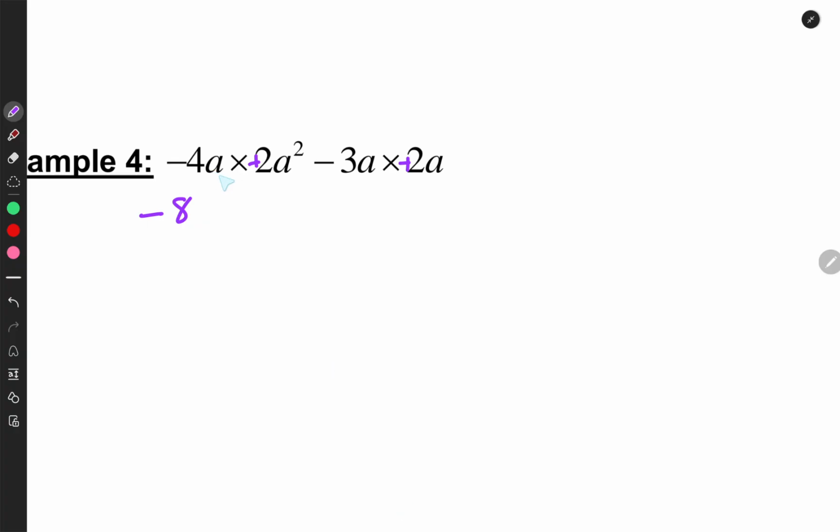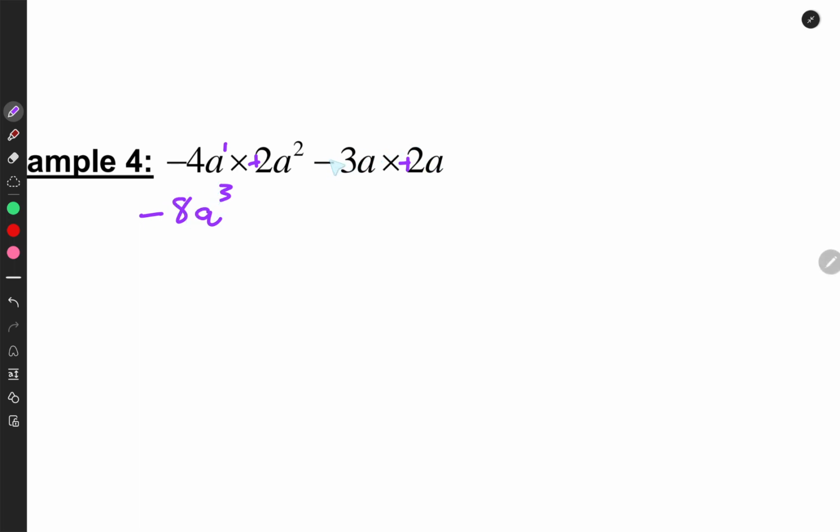Right? Okay, good. I know that if there's no exponent, I just put 1 there. I have a to the power of 1 times a to the power of 2. So I know that has to give me a to the power of 3. How do I get 3? 1 plus 2 gives us 3. Okay, and I'm done with the first one.